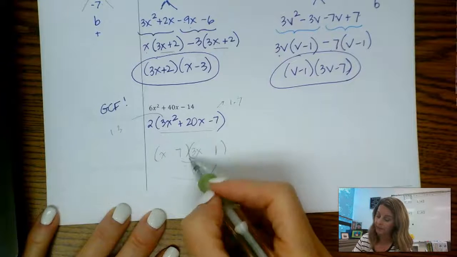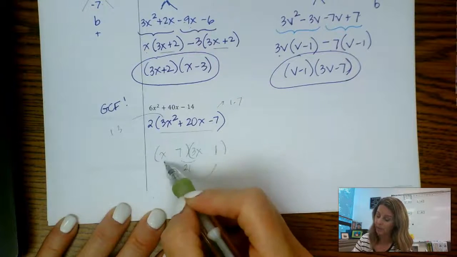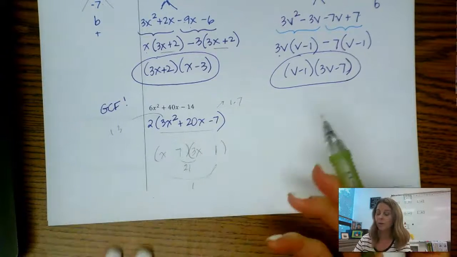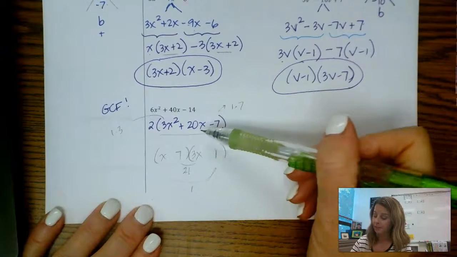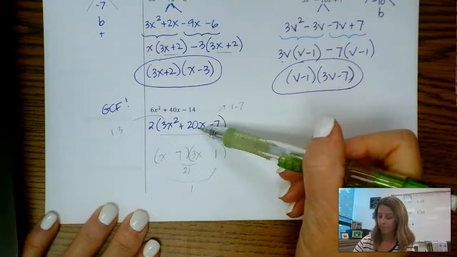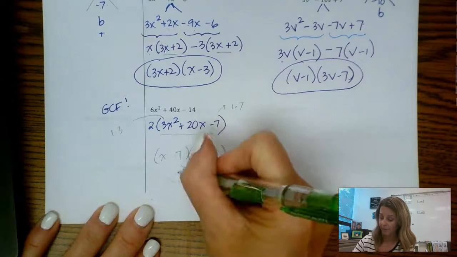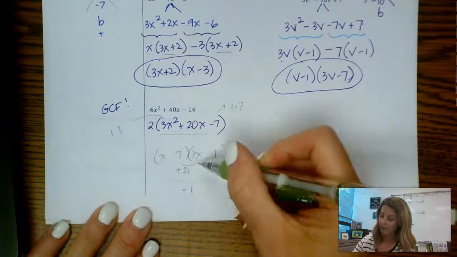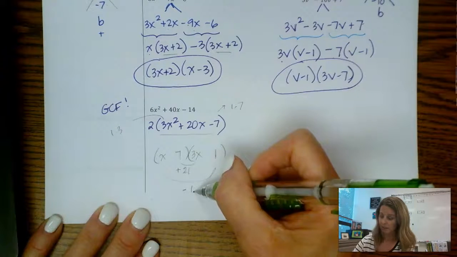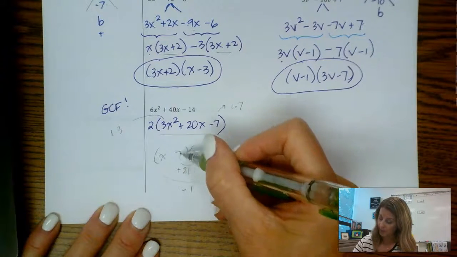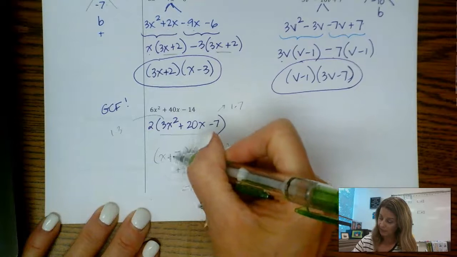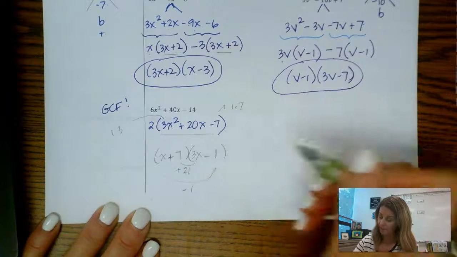So 7 times 3, 21. 1 times x is 1. Okay, I can make this say 20. So I want it to be positive. So if I keep the 21 positive and I make the 1 negative, that'll be 20. So the 21 came out of 7 times 3, so I'm going to make it plus 7 minus 1.